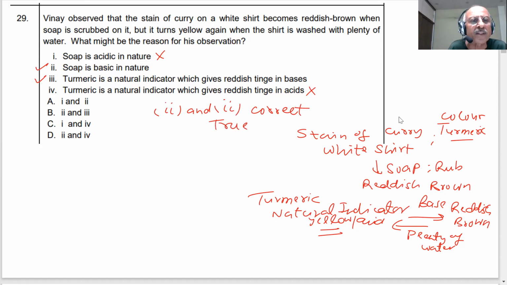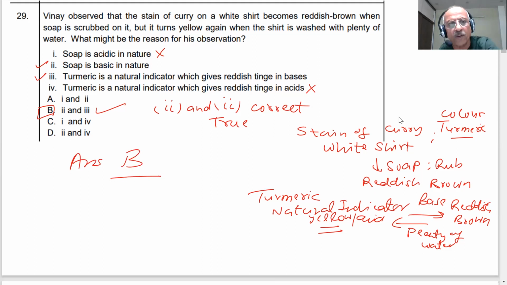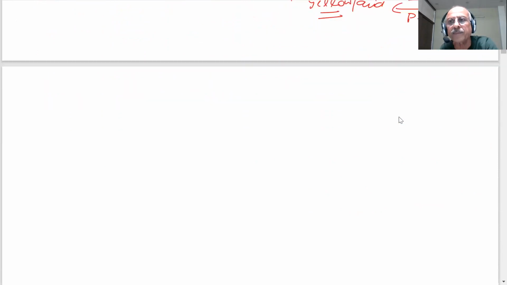Then what is the answer? Where are the second and third, student? This is not correct. Then for second and third, the answer is B. Answer is B, students. Okay, let us go to the next question.